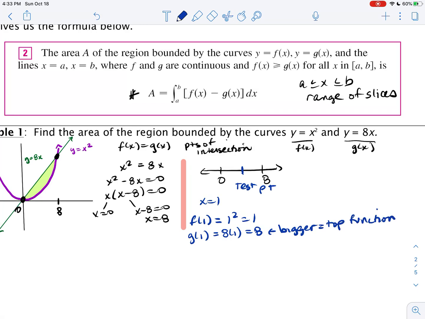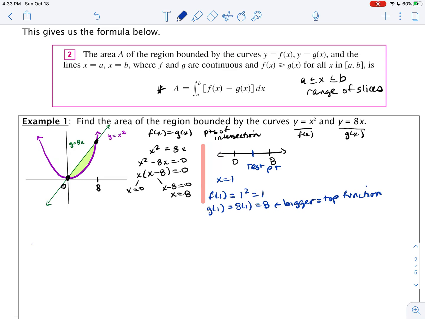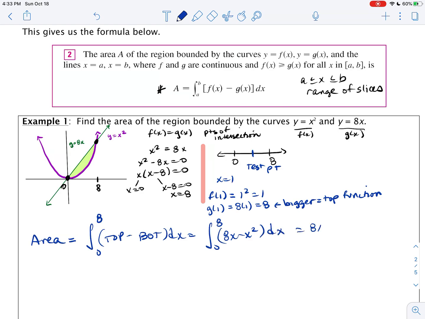So we now can formulate the area trapped between the regions. The area is going to be the integral from 0 to 8, which is the range of our slices, of the top minus the bottom function. And that's going to be the integral from 0 to 8 of 8x minus x squared. Good.